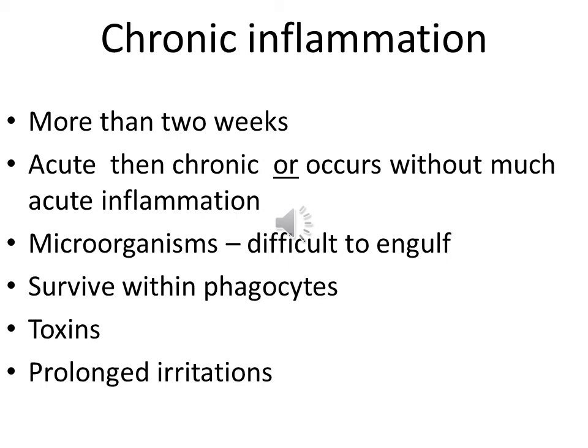Chronic inflammation is characterized by a large number of neutrophils and macrophages. It is also characterized by angiogenesis, the formation of new blood vessels in the area, and fibrosis, as our body attempts to repair damaged connective tissue. Chronic inflammation can result in scarring and fibrosis.